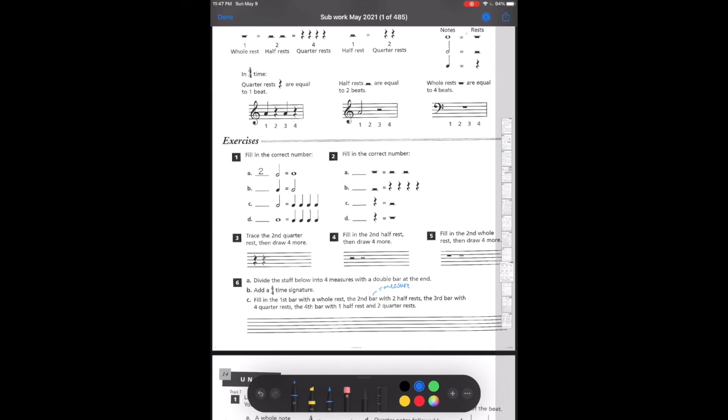So in like the first one, remember it goes 1, 2, 3, 4, like that. You do the first one, you do the whole rest. Second, 2 half. Third, 4 quarter, and the fourth with 1 half rest and 2 quarter rests in that order. So half, then quarter, quarter. And that is the end of that.